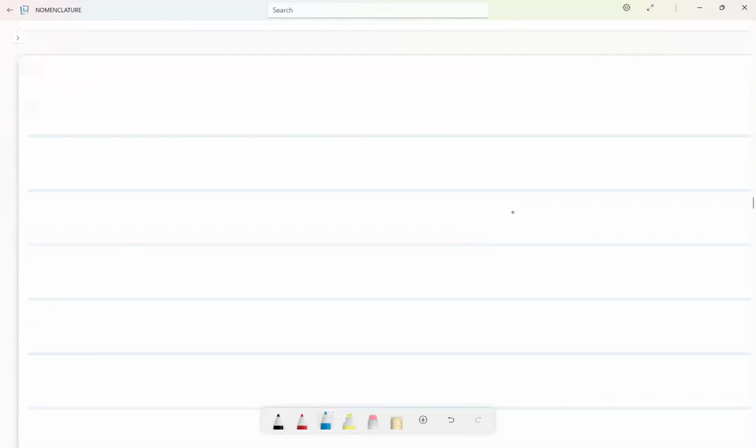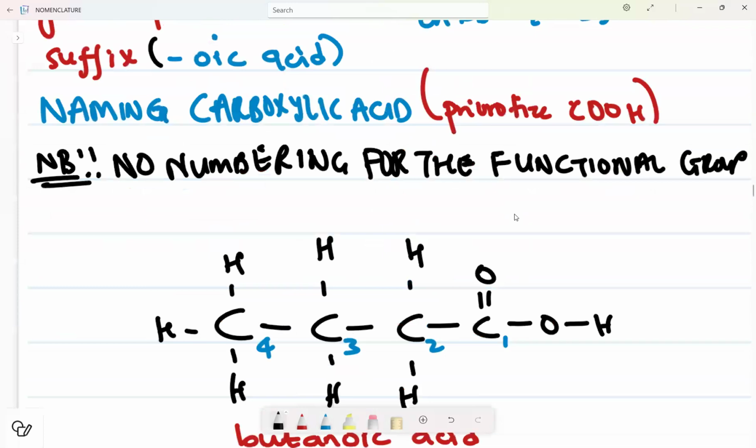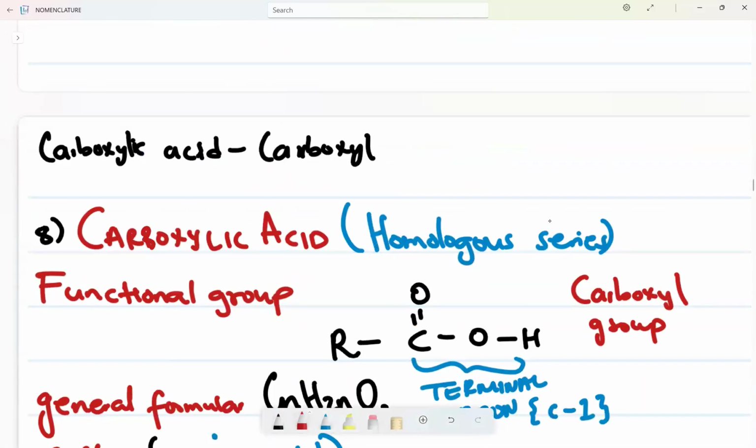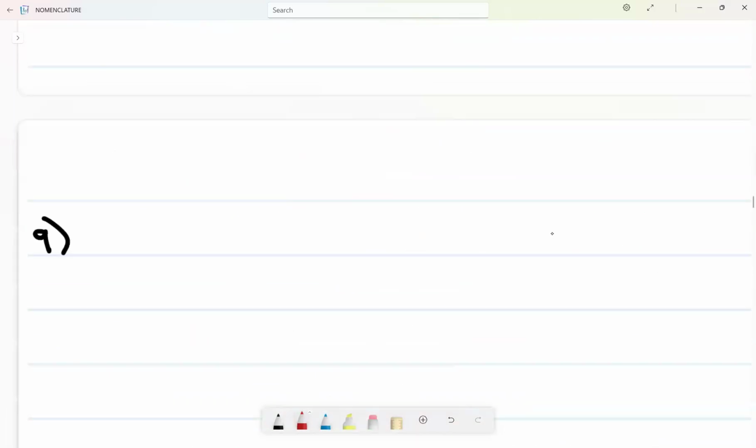Move on to number 9. Is it number 9? Okay. Carboxylic acid. Number 9, we look at ester.